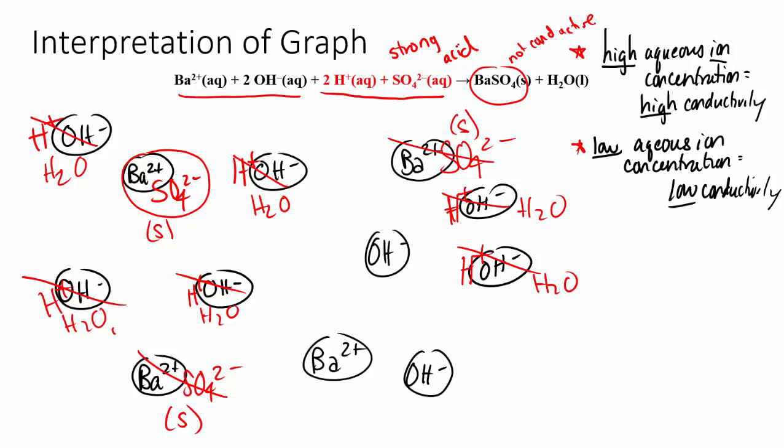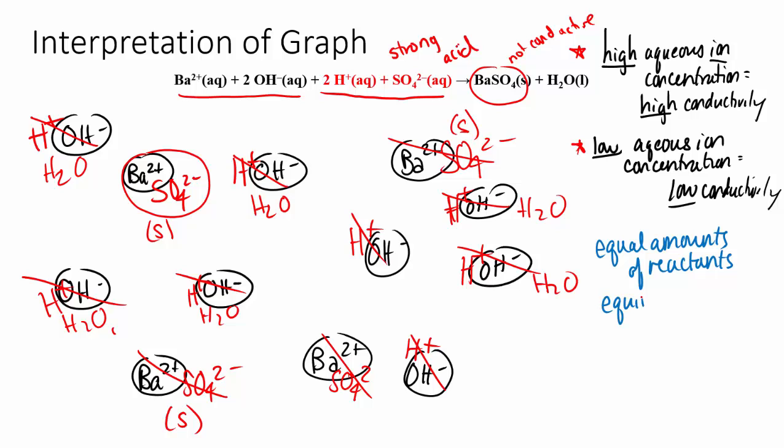So let's add one more dose of sulfuric acid. And if we stop at this point, notice we have added equal amounts of both of our reactants. And we call this the equivalence point.